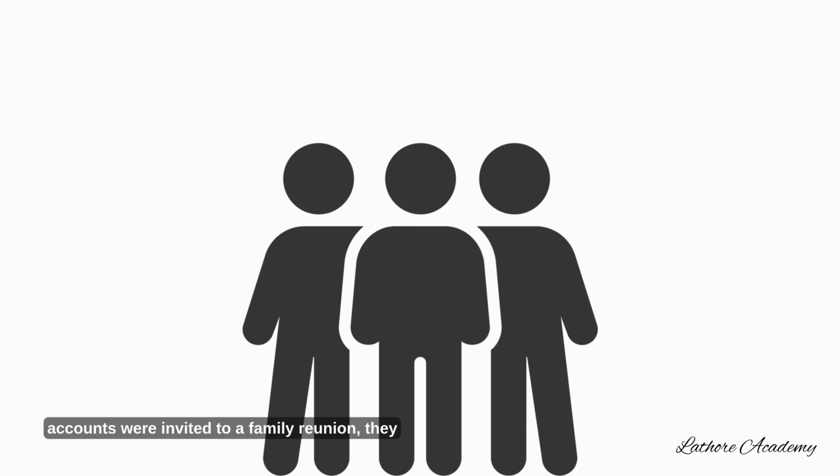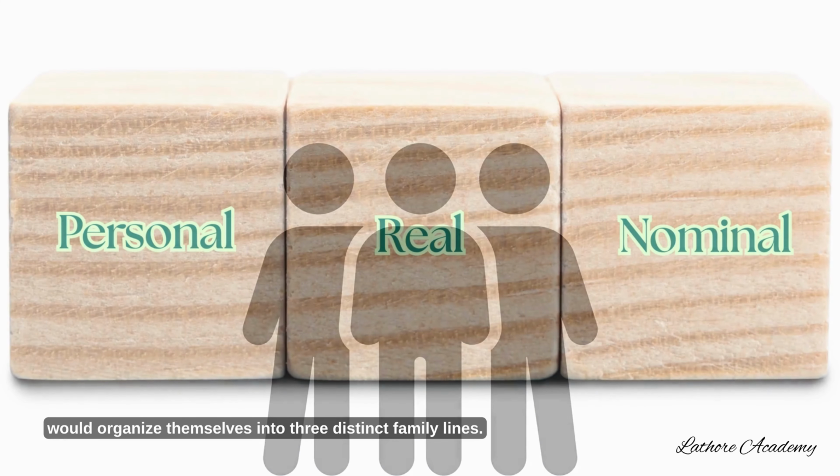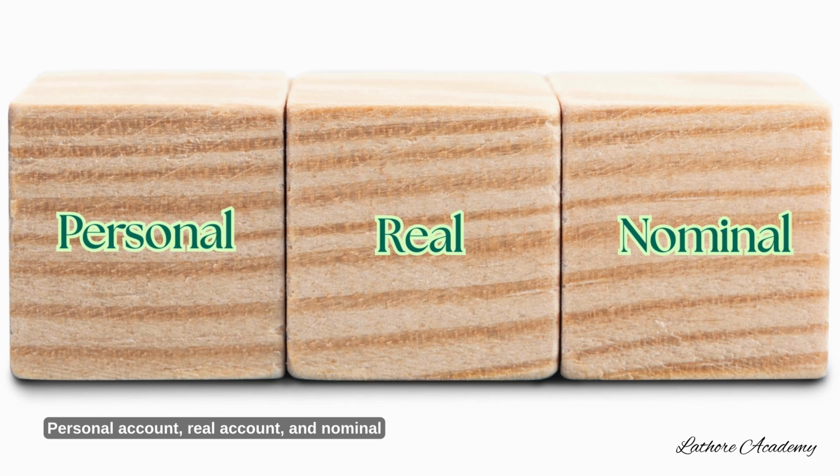If accounts were invited to a family reunion, they would organize themselves into 3 distinct family lines: personal account, real account, and nominal account. This traditional classification system has been helping accountants sort their financial chaos since before calculators were cool.